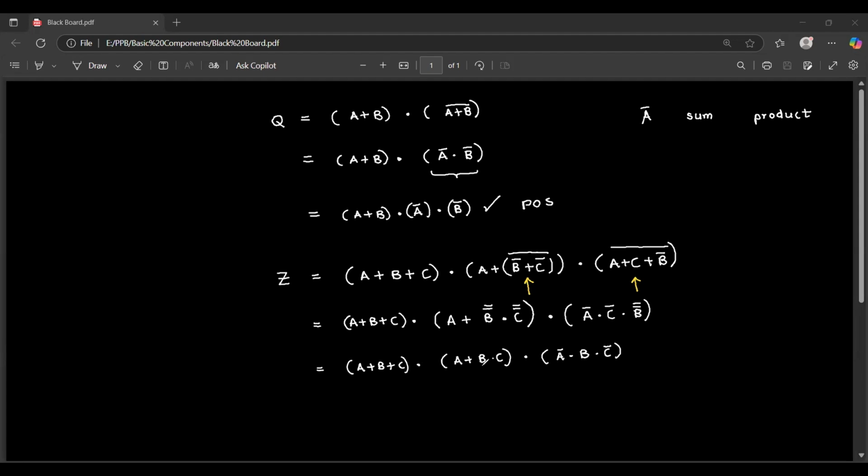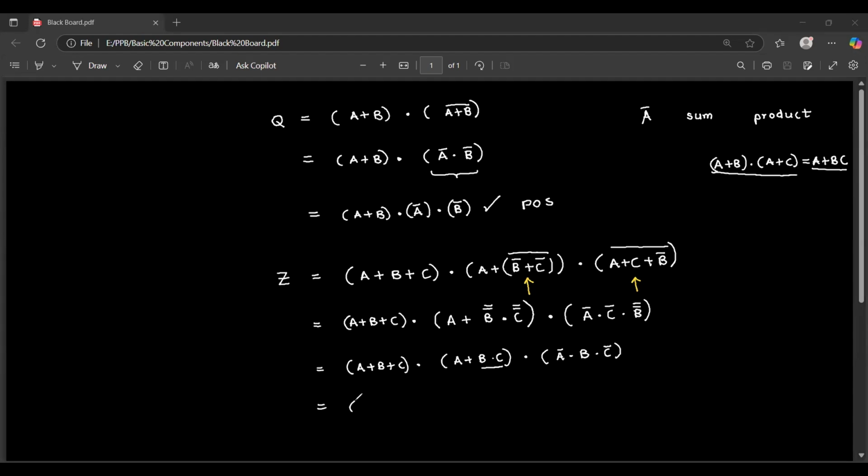Fine. Now, here we have B · C. We can't have a product inside the parenthesis in POS form, so we have to break this down. Do you remember something we learned in the distributive law? That (A + B)(A + C) can be given as A + BC. That's what we are going to reverse here. Here we have A + BC, so we will just write it down as (A + B) · (A + C).